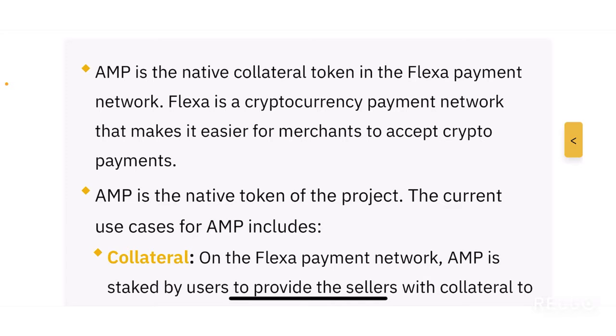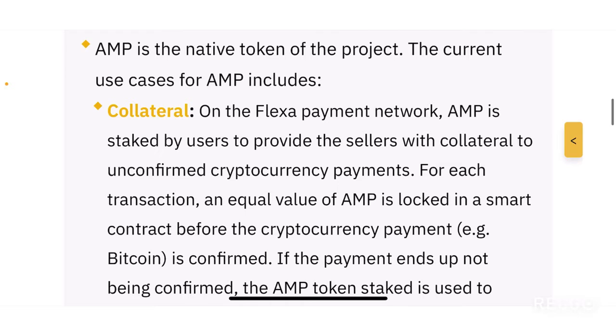So again, when it comes to AMP, it is actually a part of an ecosystem that already exists, and this ecosystem is called the Flexa ecosystem, which is also the payment network that facilitates easier payment options for merchants to accept crypto payments, right? So it's an existing network that is becoming popular on a day-to-day basis, and it's a system where AMP is acting as the native collateral token for facilitating payments, right? So that's basically what AMP is mainly used for. AMP is the native token of the project.